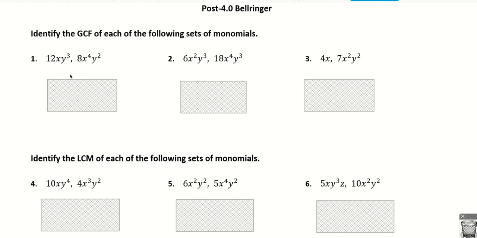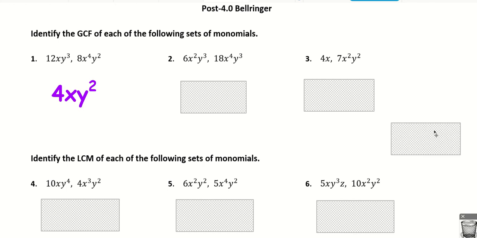GCF for 1, 2, and 3. The greatest common factor of 12 and 8 is 4. So that's the largest factor that 12 and 8 have in common. And then as far as the x's and the y's, remember, you're just going with the smaller of the two exponents. So as far as x and x to the fourth, this has an exponent of 1, you're going with just x, or x to the first, and then the GCF of y to the third and y to the second is y to the second.